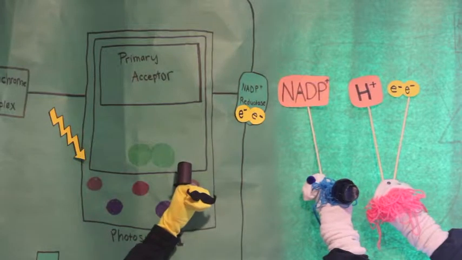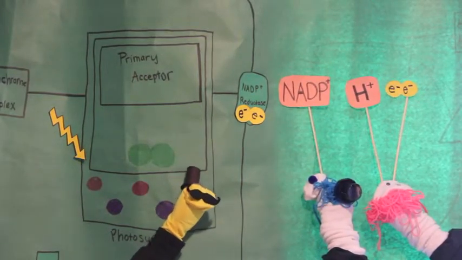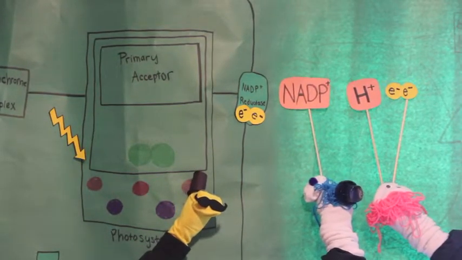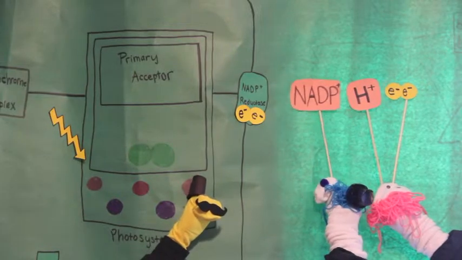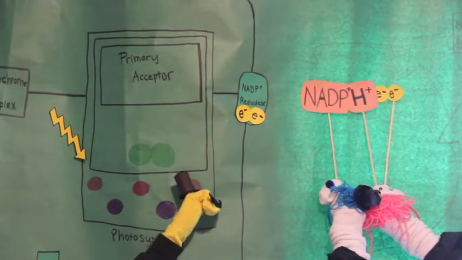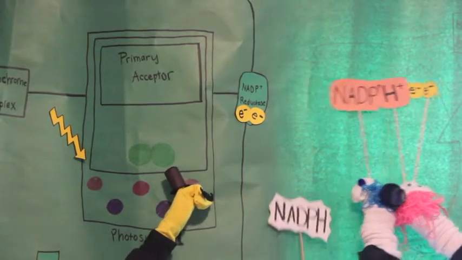Remember when water was broken apart? Here the electron's energy is used to power the attachment of one hydrogen and two electrons onto NADP plus to make NADPH.